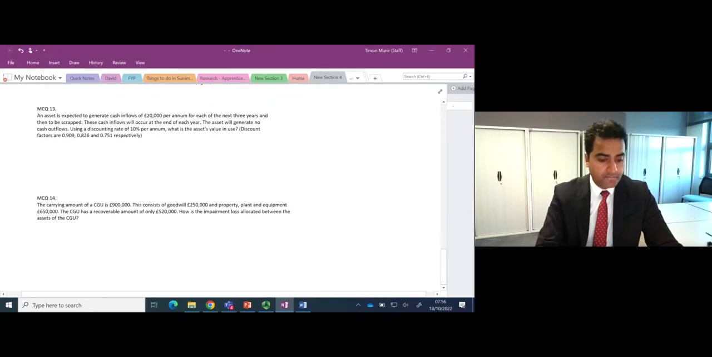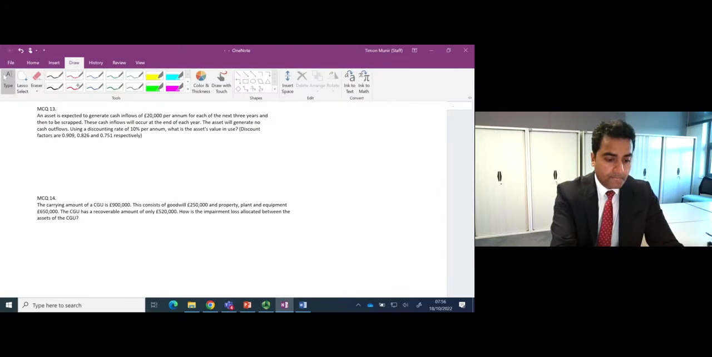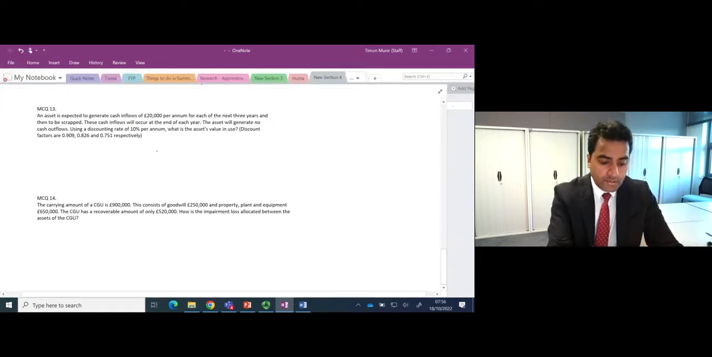Question number 13. An asset is expected to generate a cash flow of £20,000 per annum for each of the next 3 years. So £20,000 will be generated in the next 3 years.